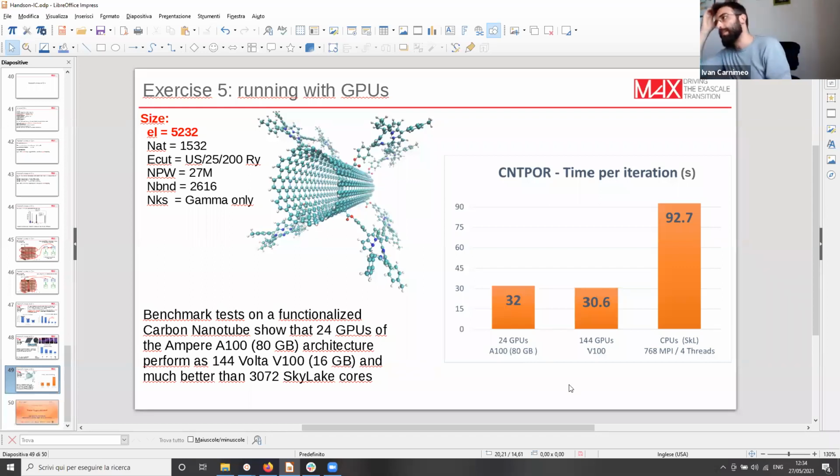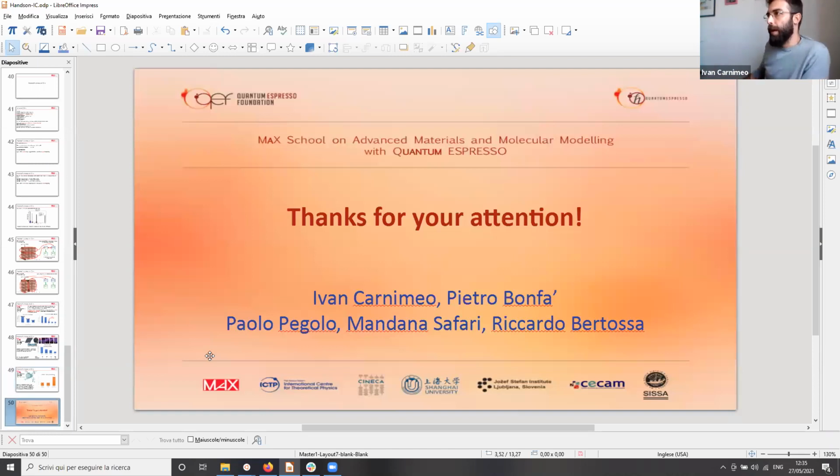I think this can give you an idea of what can be done when all these parallelization strategies of Quantum Espresso are used properly in a smart way. I hope to have given you a few hints about how to use Quantum Espresso and how to exploit HPC hardware and GPUs. And I really thank you for the attention.